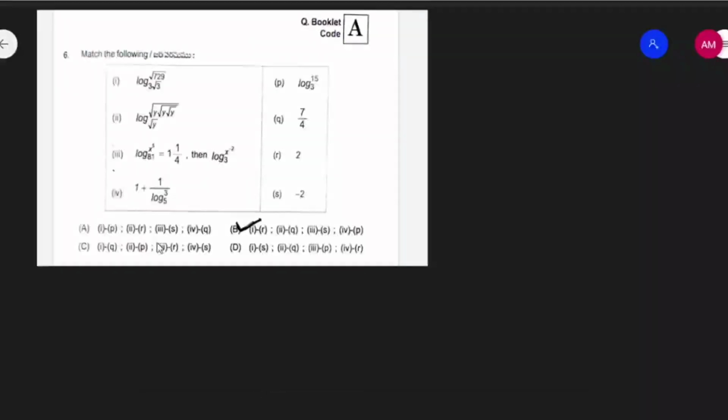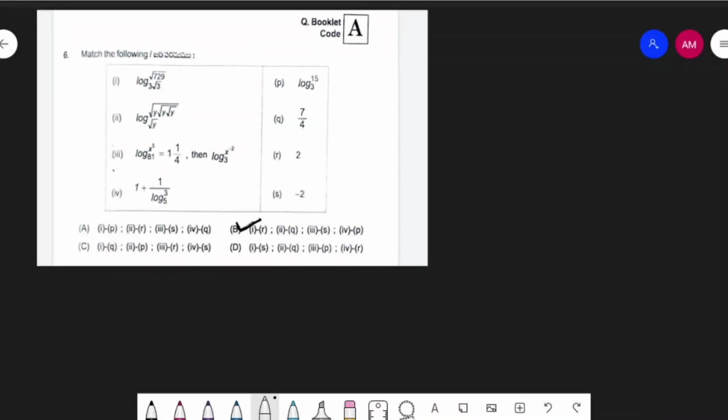And the sixth problem is related to logarithms. If we observe this carefully, within a fraction of a second we can answer this problem. What is the fourth one? Fourth one is 1 plus 1 by log 3 to the base 5. So this is equal to 1 plus log 5 to the base 3.